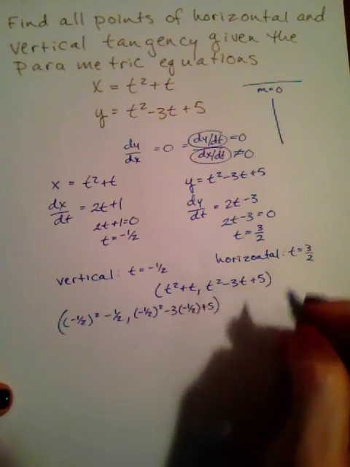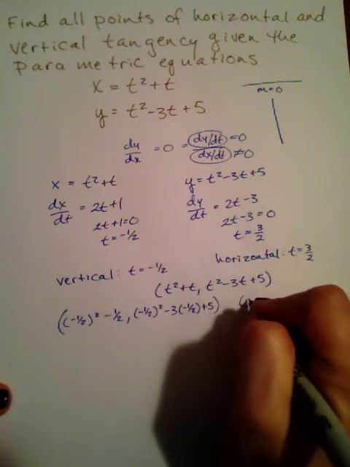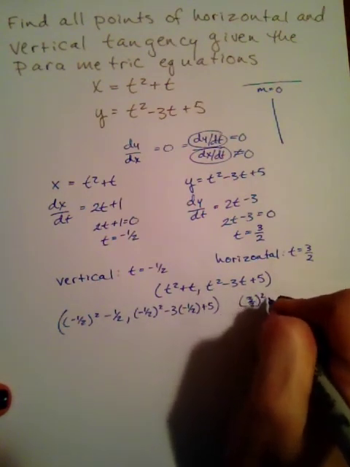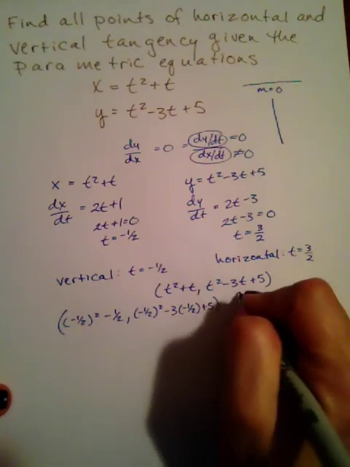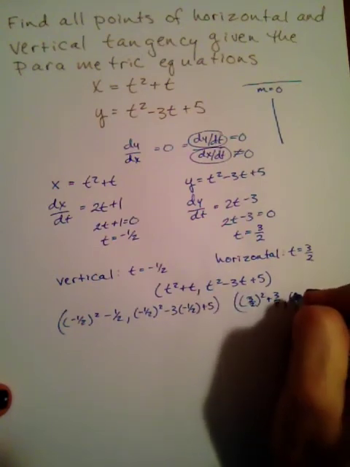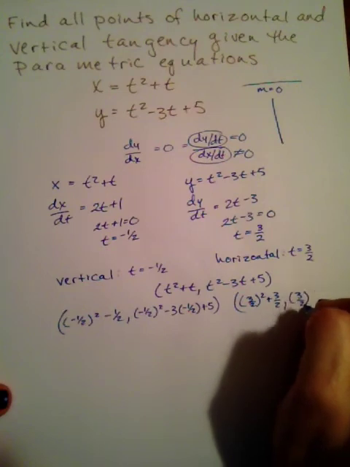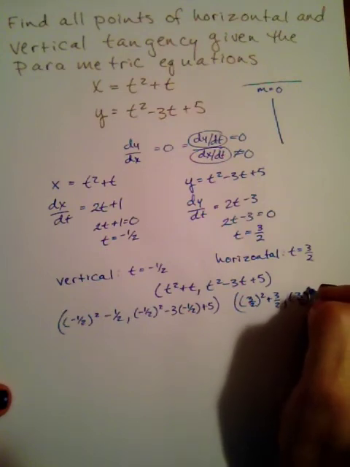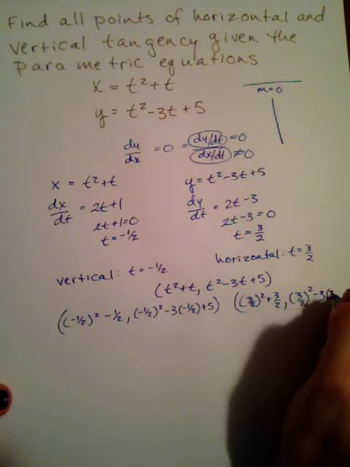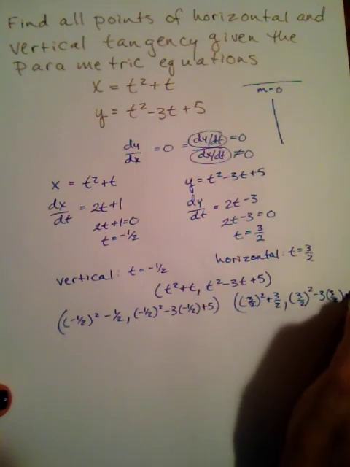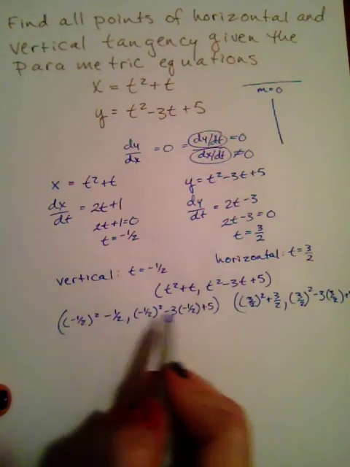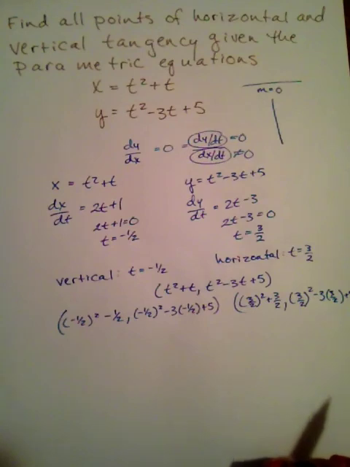And I'll do the same thing for horizontal. So 3/2 squared plus 3/2, comma, 3/2 squared minus 3 times 3/2 plus 5. Then as soon as you evaluate all of these expressions, you have your xy points.